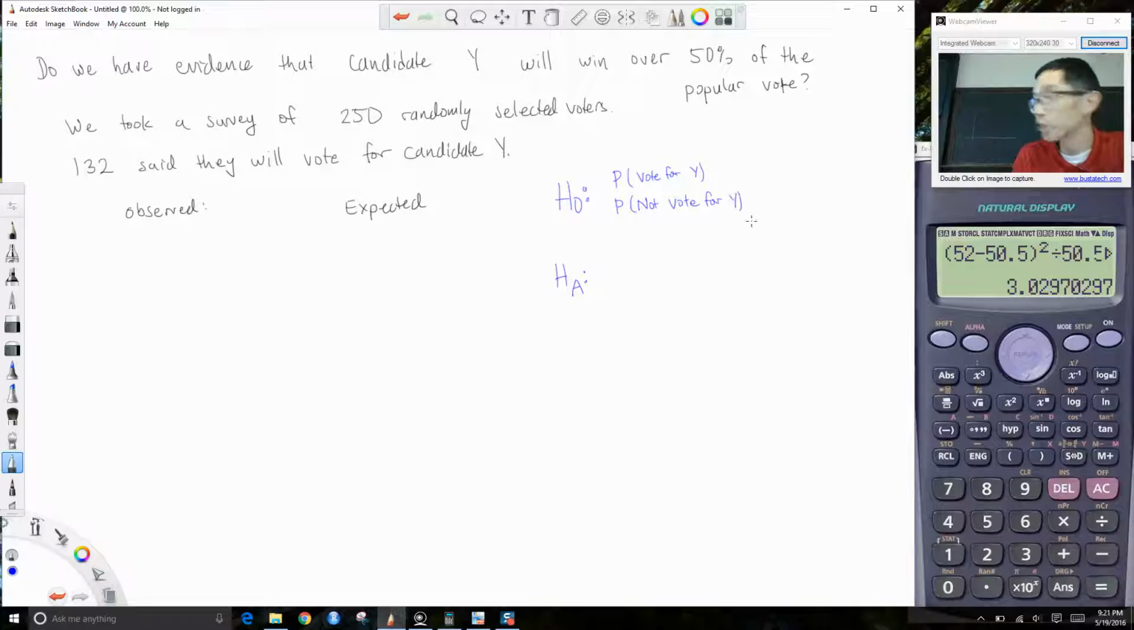Okay, because those are our two categories. Either people are gonna vote for Y or not vote for Y. Under the null hypothesis, we're gonna say that this is 0.5 and 0.5. And then the alternative is that we want to know if someone's going to win over 50% of the vote. So it's going to be the probability of voting for Y is greater than 0.5, and the probability of not voting for Y will be less than 0.5.